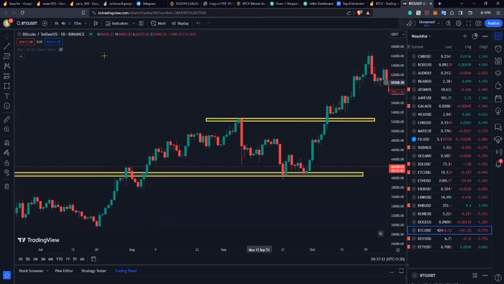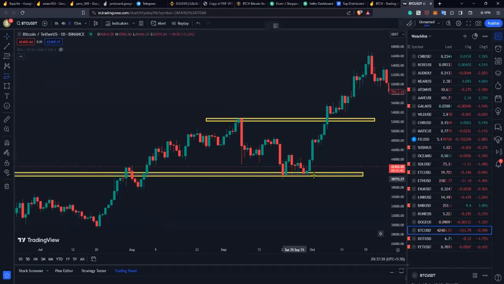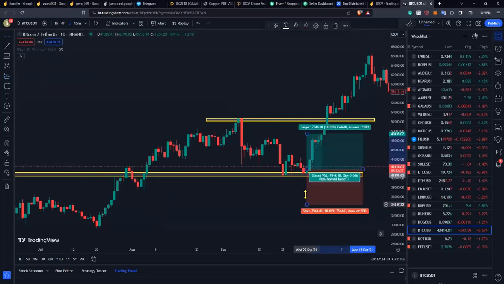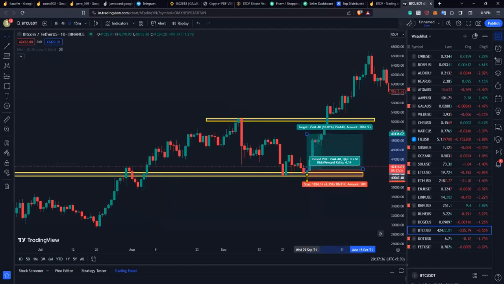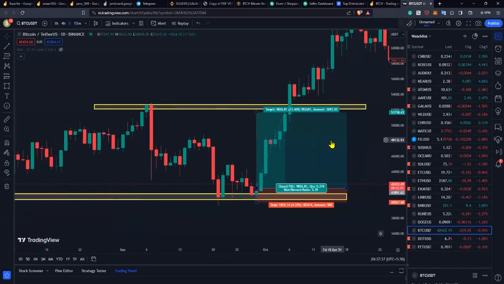And here, let's say this is our setup. What we have to do, on the left hand side, we have different tools, as you can clearly see. So I'm going to take a long position trade here. Let's say I have entered somewhere in this range, that's my range. I will place my stop loss around 3 or 4%, always good. And I will try to put my take profit level something like this. Let me make it a little bit bigger so you can see it.